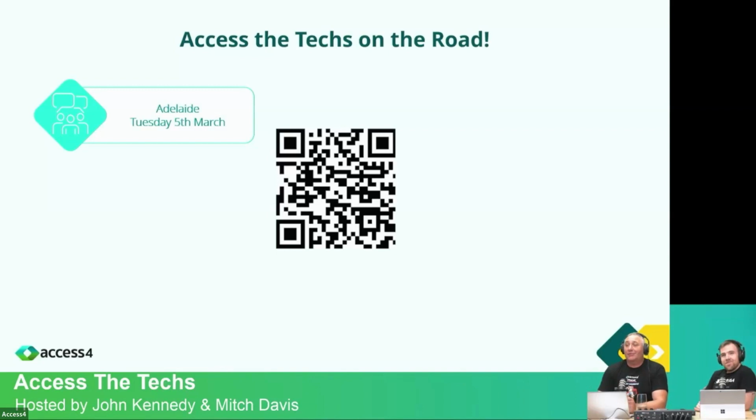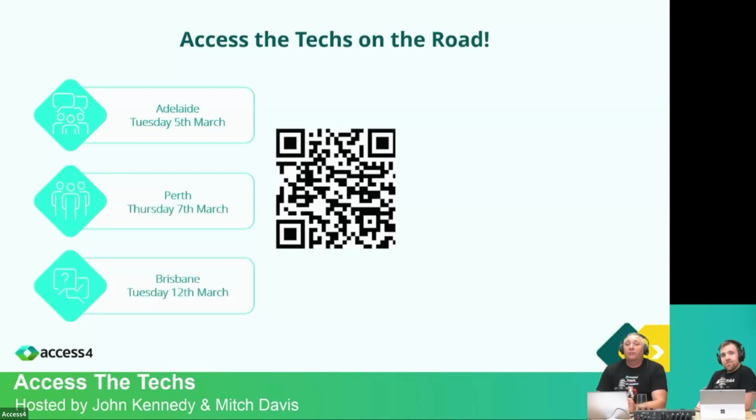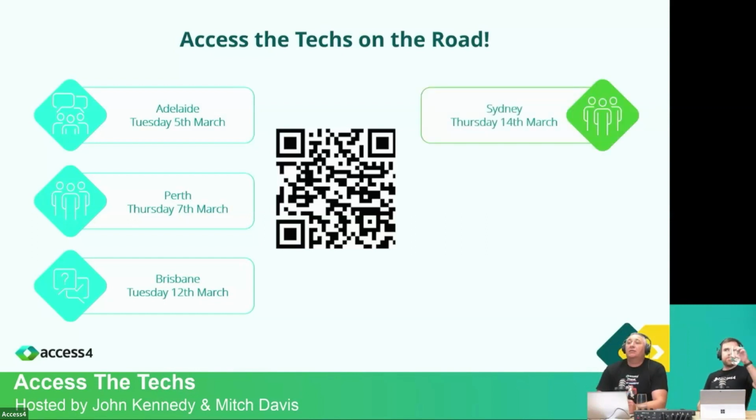So I'll read through each of the dates for each of the sites. Adelaide is Tuesday, the 5th of March. Perth is Thursday, the 7th of March. Brisbane is Tuesday, the 12th of March. Sydney is the 13th, the 14th. Thursday, the 14th of March.